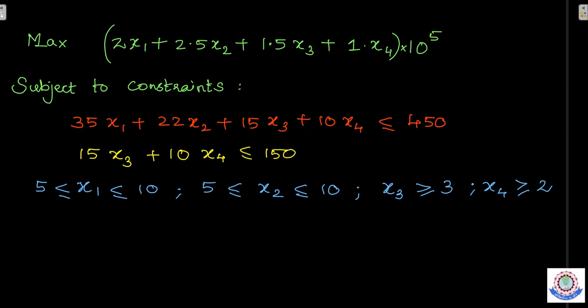You want to maximize the number of potential customers, and in that particular equation I have taken 10 power 5 outside. So I am getting 2x1 plus 2.5x2 plus 1.5x3 plus 1x4, subject to the constraints: the total cost constraint, the constraint for magazine and social media, and the boundary constraints for all the 4 media. This is how we formulate a mathematical model of a given problem. If you look at the equations, all of them are linear in structure, and hence this problem is a linear programming model.